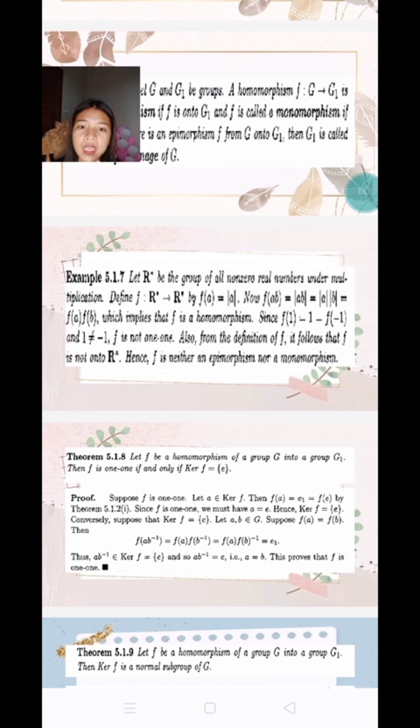So again, epimorphism if this is onto, and monomorphism if it is a 1-to-1 function.